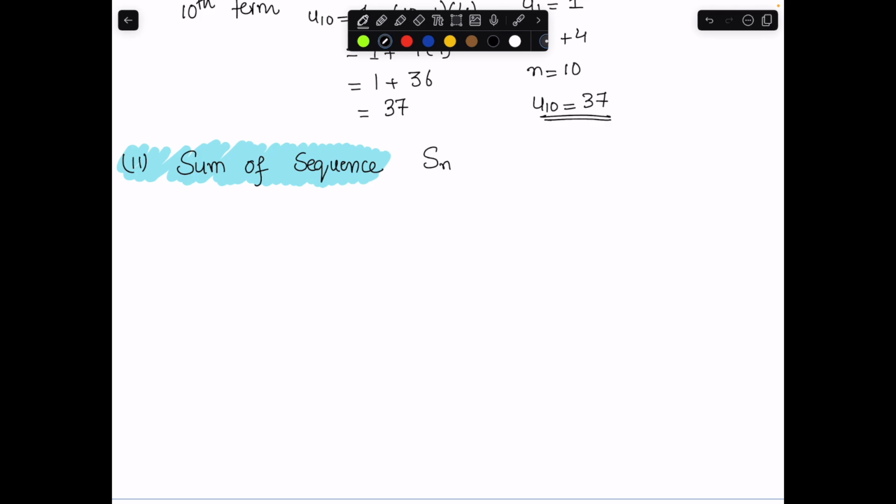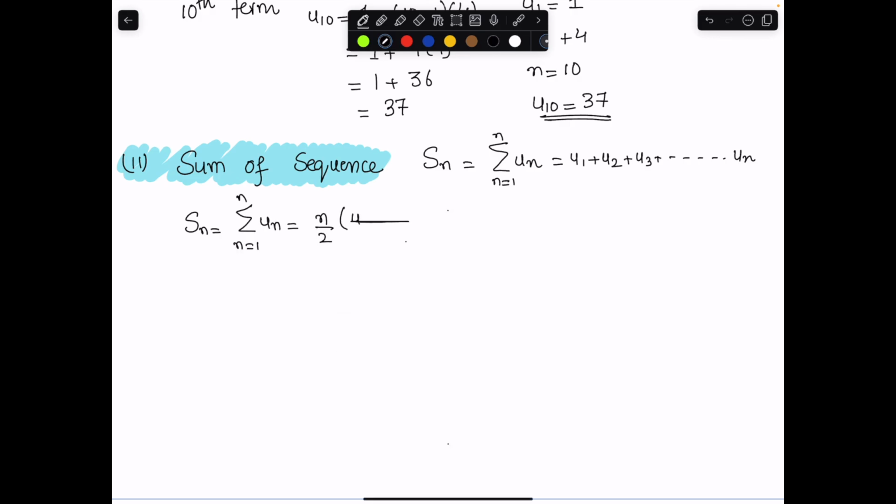One is S of n, and the other is the summation, which is basically the symbol for the sum operation in mathematics. Both these symbols represent the same thing, which means the sum of n terms, u1, u2, u3, until un. Now, the general formula can be written as the summation from n equals 1 to n of un, which is equal to n over 2, u1 plus un. This is the general formula for summation of n terms.